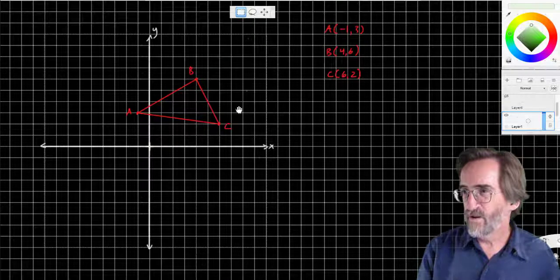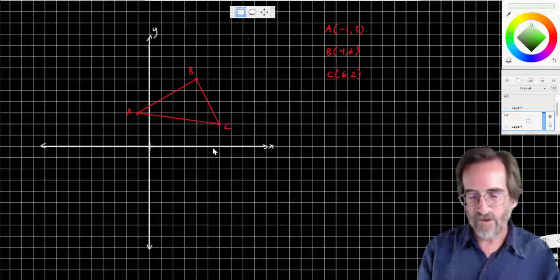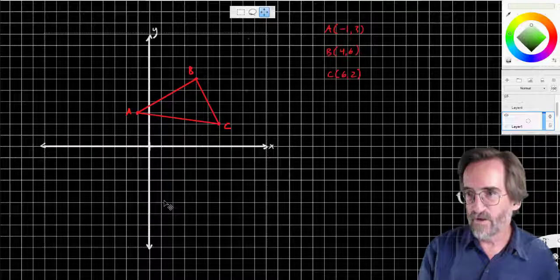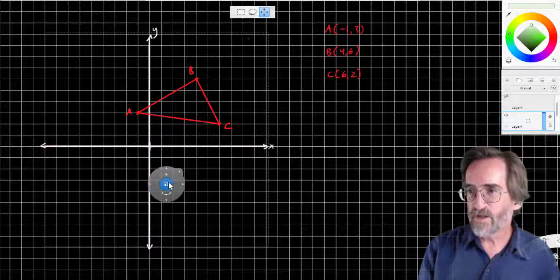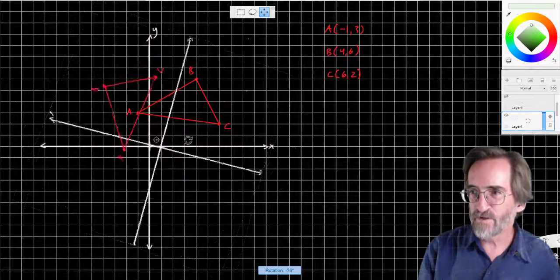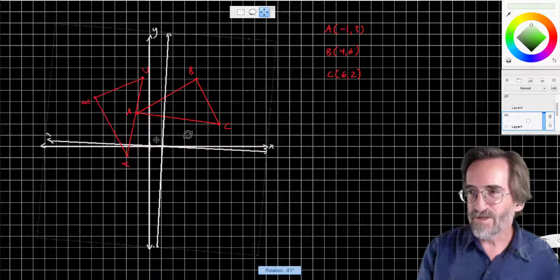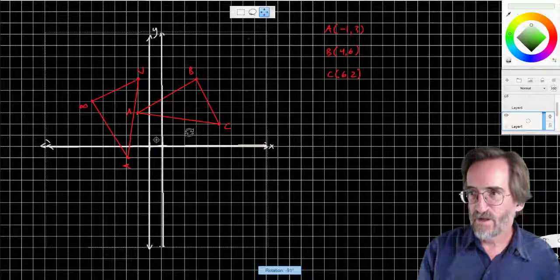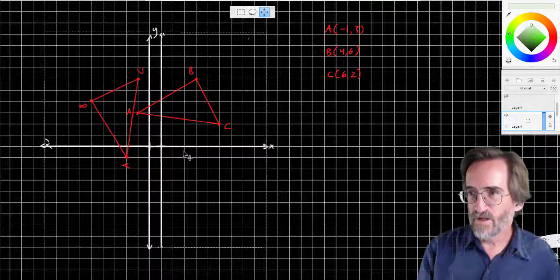Okay. And now, copy and paste. Center it here a little bit. And now I'm going to spin it counterclockwise. So I'm going to rotate it 90 degrees counterclockwise. Oh, I didn't center it right. I was off by a grid square, but that's okay. I can adjust. Okay, so we're going to rotate 90 degrees and move it over here.